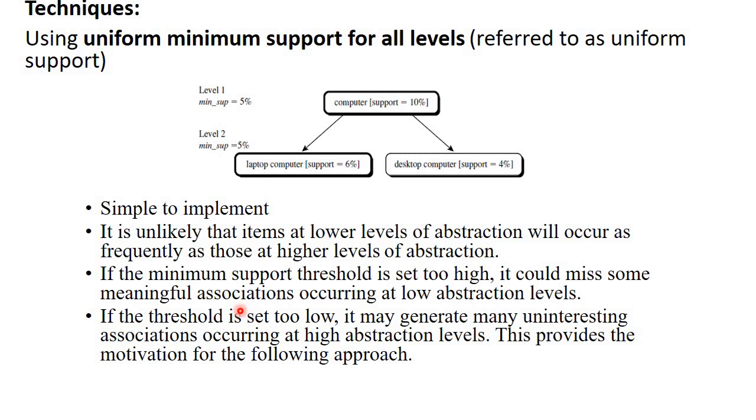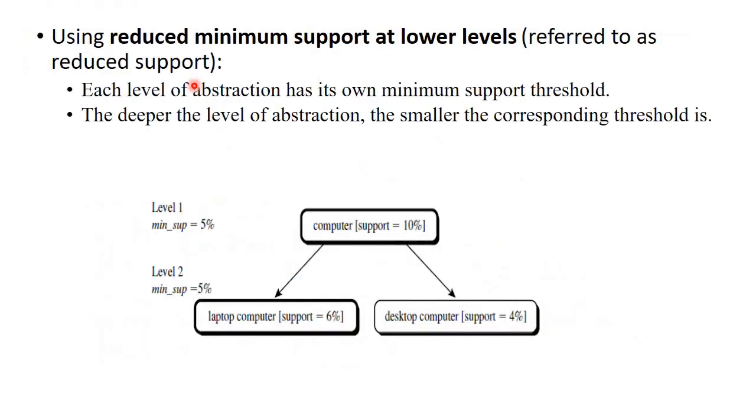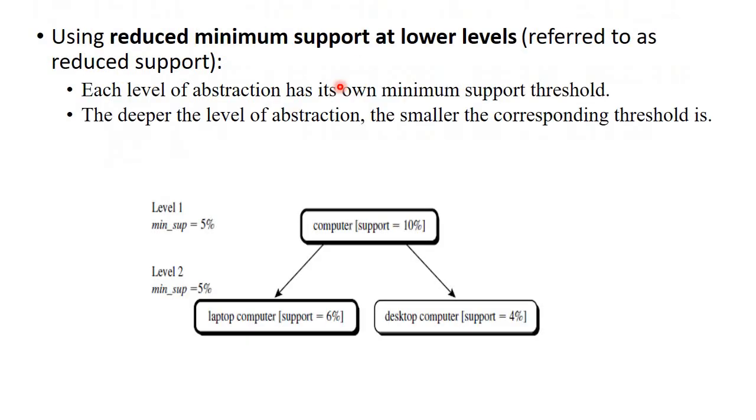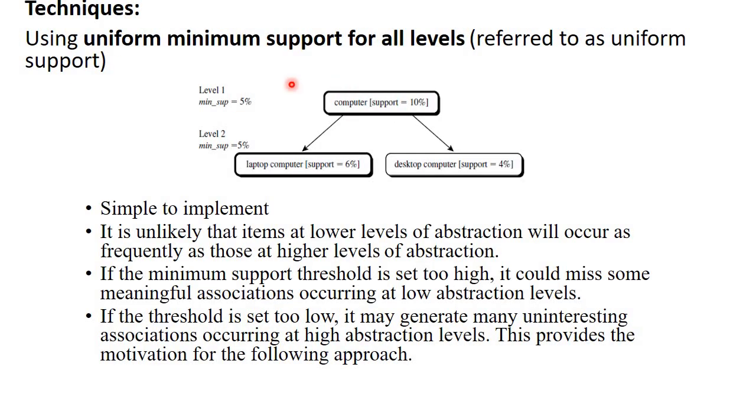There are three techniques that are provided. The first one is the uniform minimum support for all levels. The second one is reduced minimum support at lower levels. And the third one is item or group based minimum support. Now we shall see the first one, that is uniform minimum support for all levels.